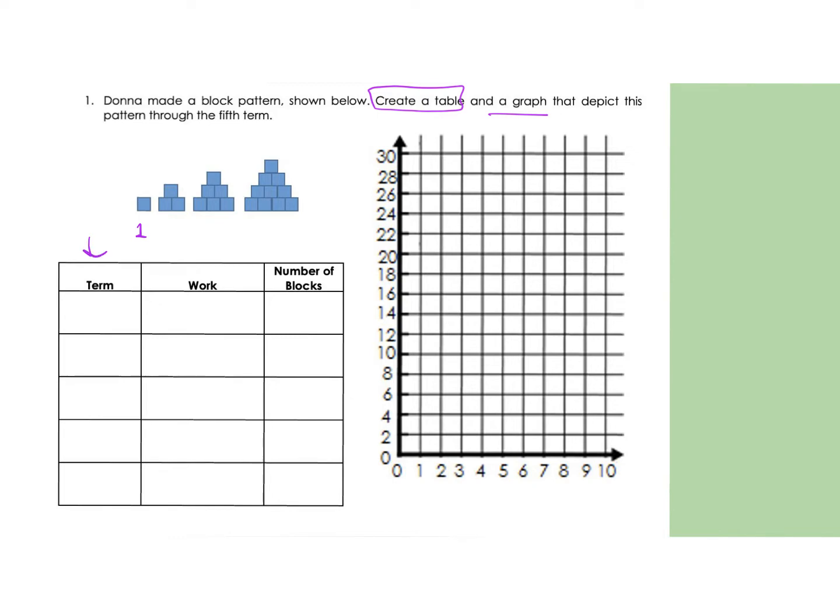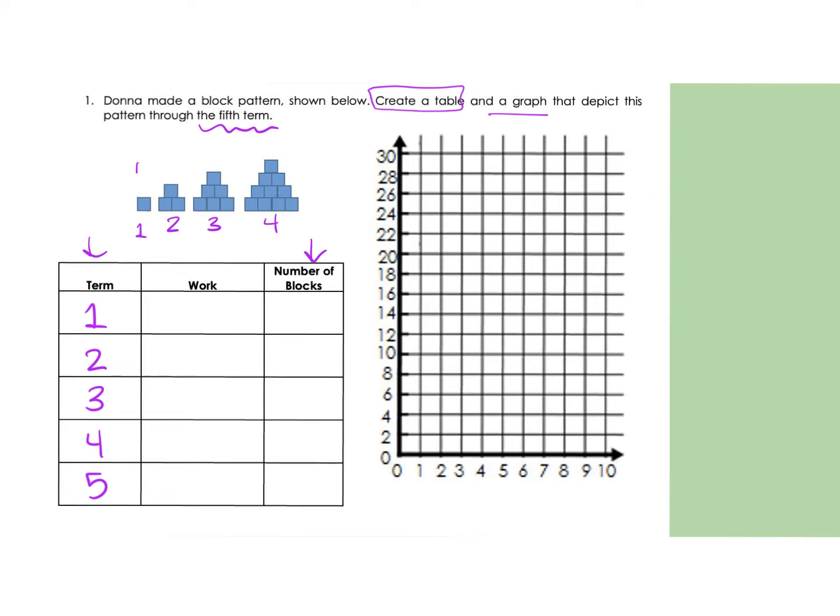So we have terms and we have number of blocks. So these are terms. This is the second term, third term, fourth term. So in my table, I'm going to fill in 1, 2, 3, 4. Oh, it says through the fifth. So they did not give us the fifth. We have to figure that out.